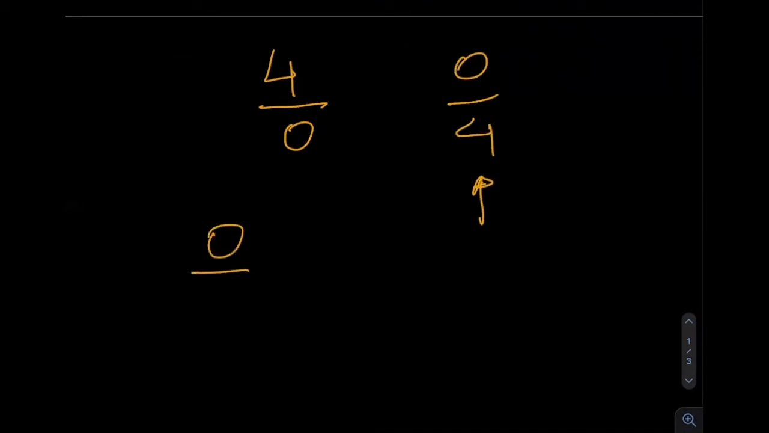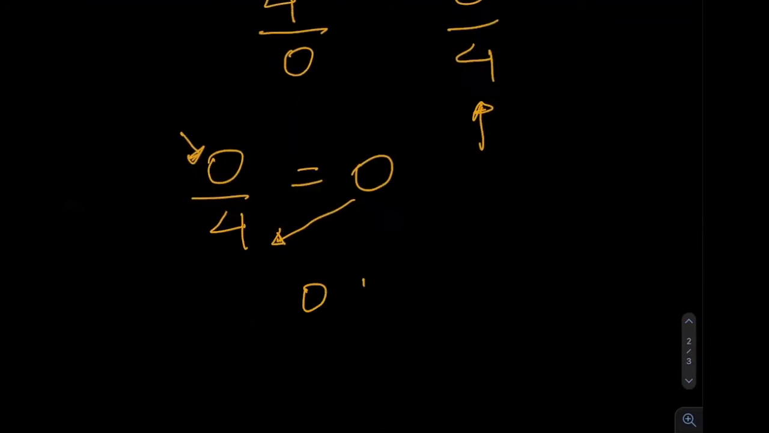Let's go back to our topic. We said the difference between 4 over 0 and 0 over 4. Let's look at this one first. We say 0 over 4 is equal to 0 because 0 multiplied with 4, we would get this 0. In other words, 0 divided by 4 is equal to 0. Then 0 multiplied with 4, we would get this 0.